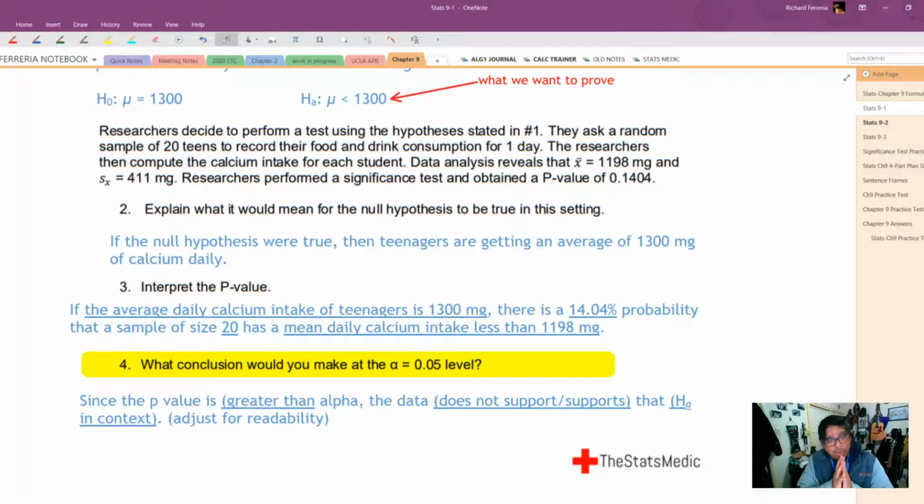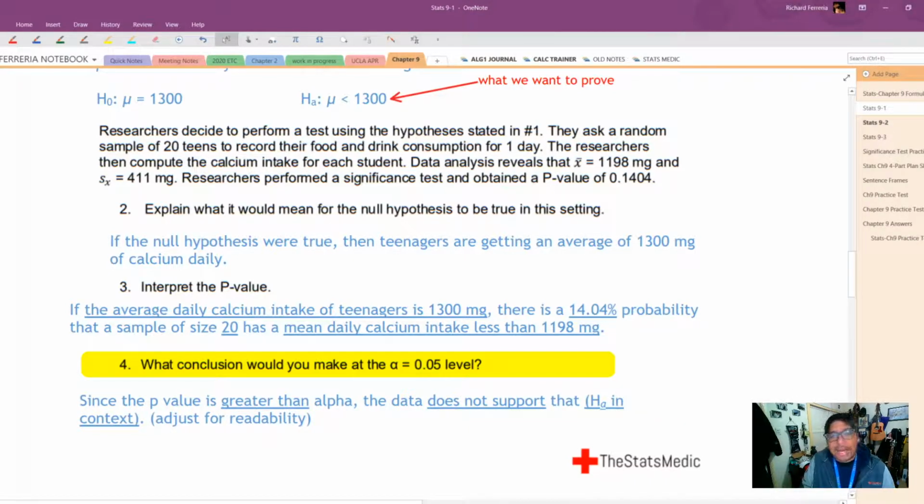So when you write your conclusions, you're always writing your conclusions in terms of the alternative hypothesis and not in terms of the null hypothesis. Because you want to prove that the alternative hypothesis is true. So we're going to write this in terms of the alternative hypothesis. And if we can't reject the null hypothesis, then the data doesn't support the alternative hypothesis. The data actually supports the null hypothesis. It never supports more than one of the hypotheses. So the data does not support that the mean calcium intake of teenagers is less than 1,300.